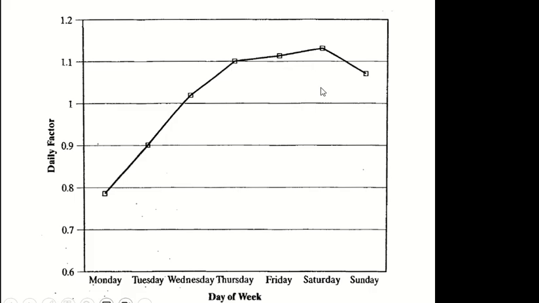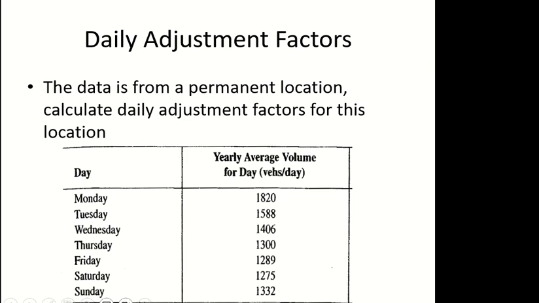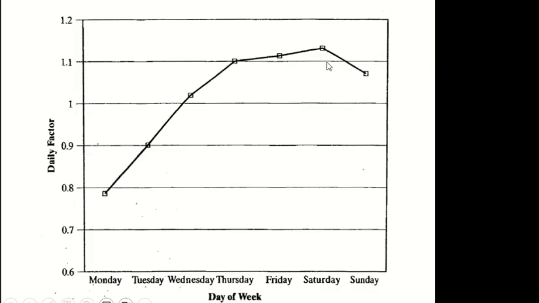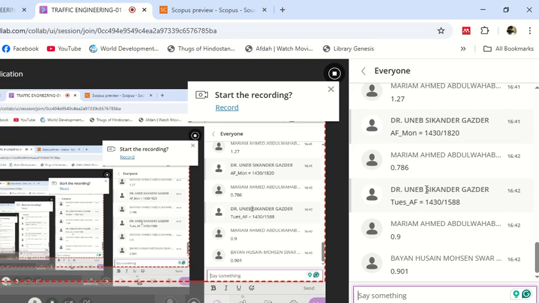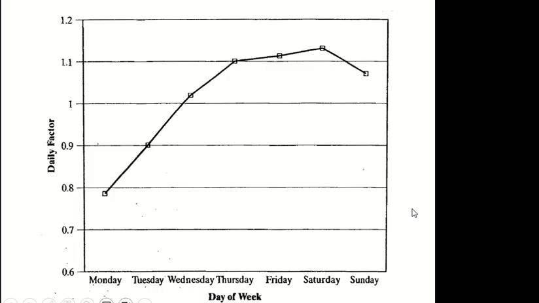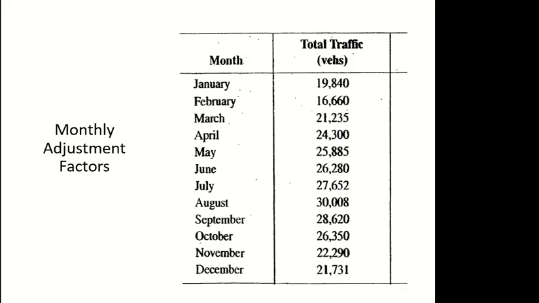Since the adjustment factor is inversely proportional to the traffic, when the adjustment factor is higher, that means the traffic is getting lower. So the lowest traffic is on Saturday. If you look here, the lowest traffic is on Saturday, and the factor is the highest because the factor has the traffic in the denominator. So when traffic is higher, the factor gets lower and vice versa. It's the other way around.